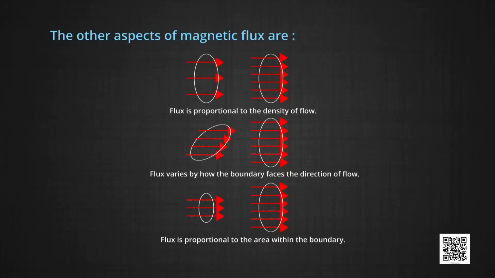The other aspects of magnetic flux are: flux is proportional to the number of magnetic lines of force through a unit perpendicular area, that is, the strength of the magnetic field. Flux varies with the angle between B vector and A vector. Flux is also proportional to the area.